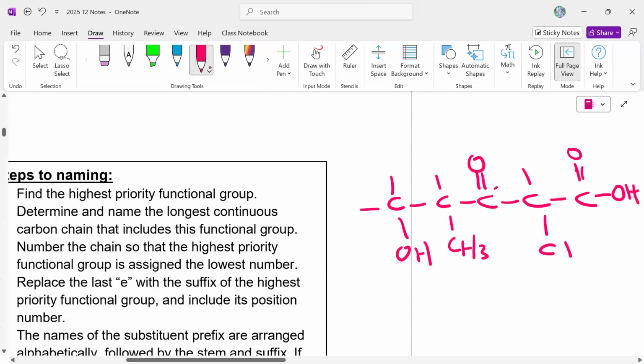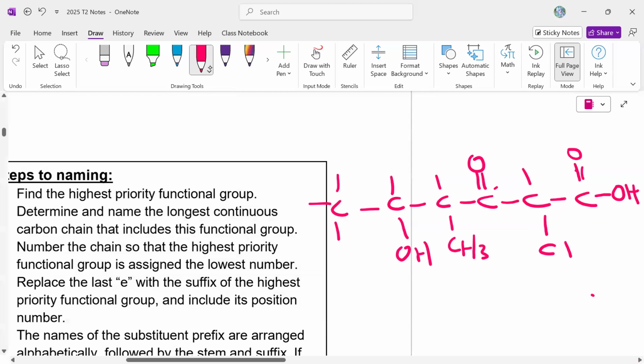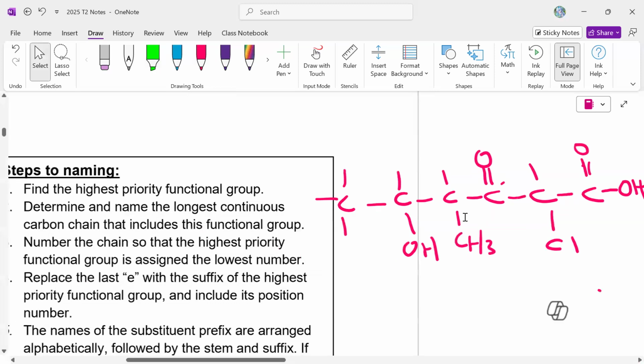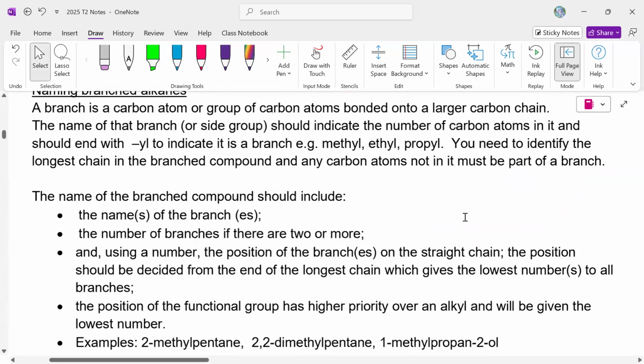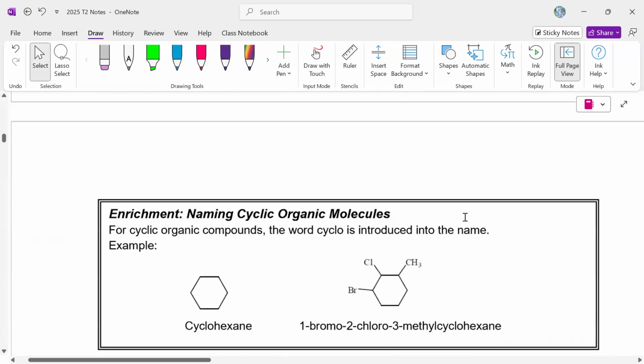Okay, so longest continuous carbon chain. Wait, let me make it even longer. Longest continuous carbon chain. Sometimes it may be drawn in the form of a straight line. Sometimes you need to twist and turn a little bit. Let me see whether there is any example that can show some twisting.